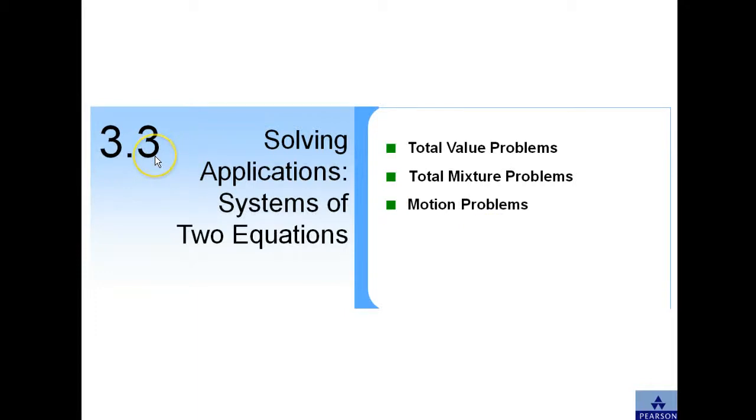On to section 3 of chapter 3. Now, we've done a lot of work with simultaneous equations, systems of equations in two variables. We're now going to use some of that technique to solve word problems. And we're going to do total value problems, total mixture problems, and motion problems. So what we'll do here is go through the strategy step by step.